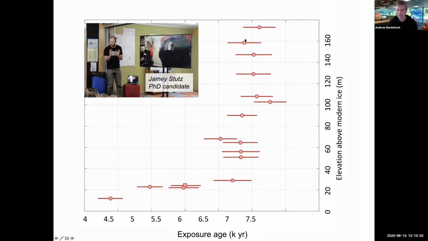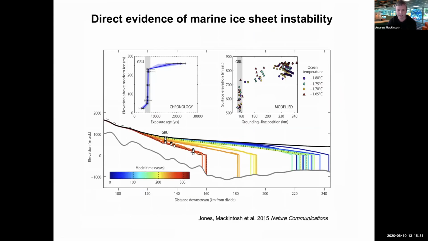And each one of these points represents a rock sample that we've dated, and these are error bars on the ages. They show that this glacier has thinned by about 160 meters in the last 7,500 years. But fascinatingly, this didn't occur in some sort of uniform manner. There was a rapid change around 7,500 years ago, followed by a period of relative stability afterwards. And this is the work of Jamie, one of my PhD students.